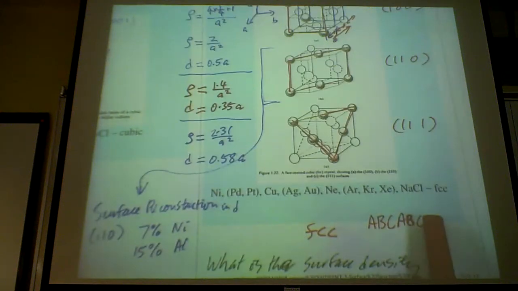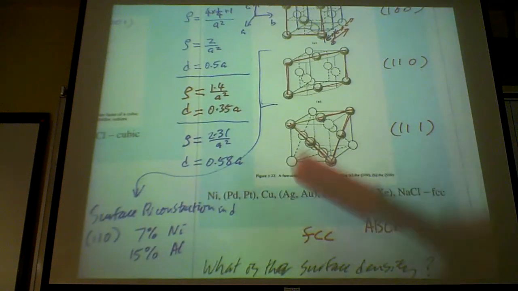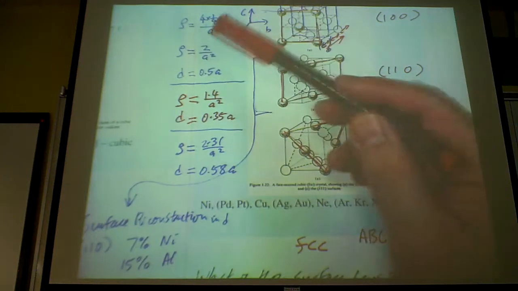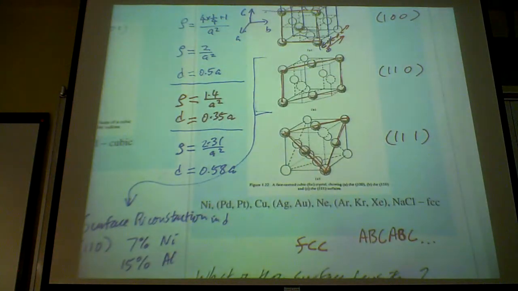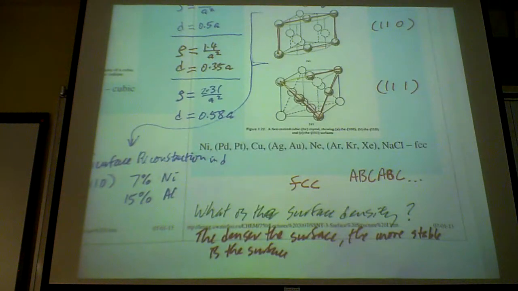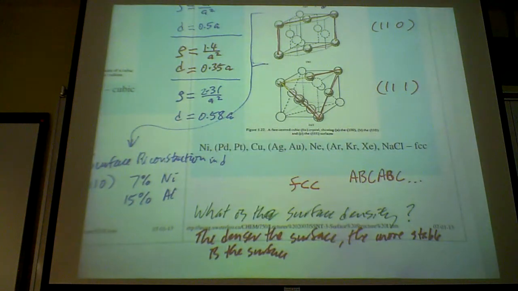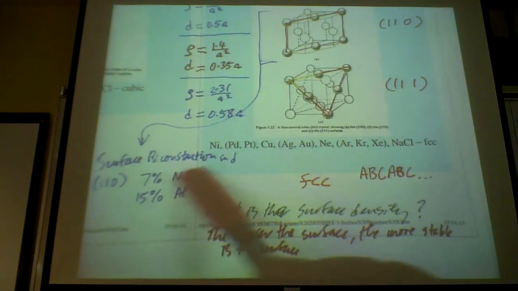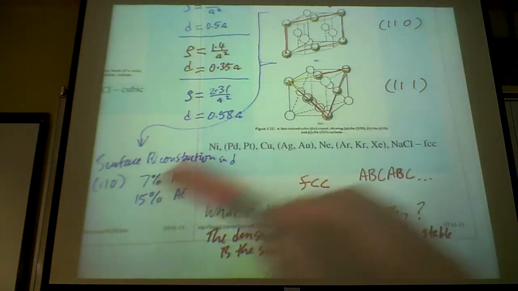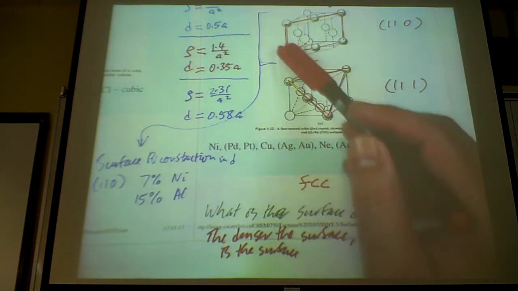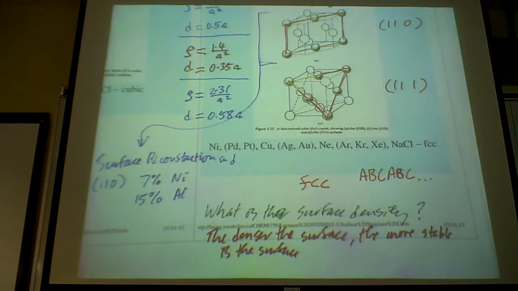So we point out that the surface density is important because of the stability of the surface itself. We point out layer interplane spacing, due to reconstruction, could change. We point out reconstruction in the XY direction. Three points.